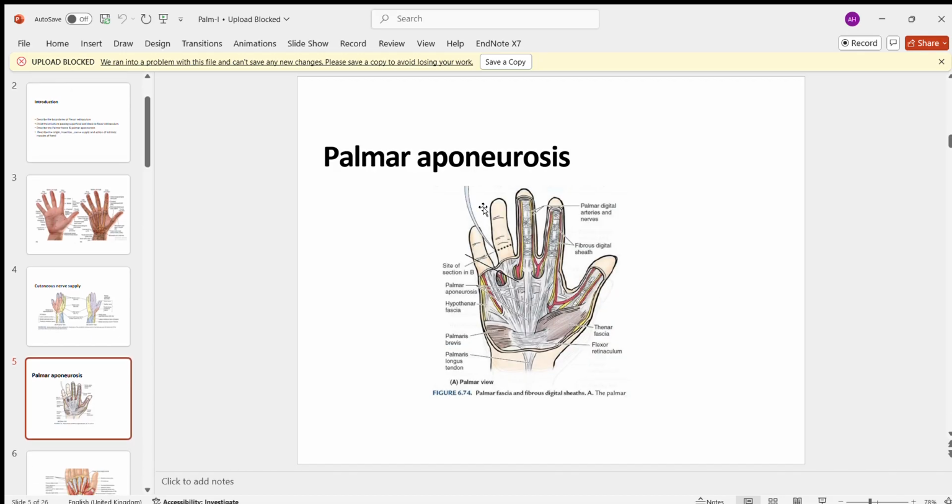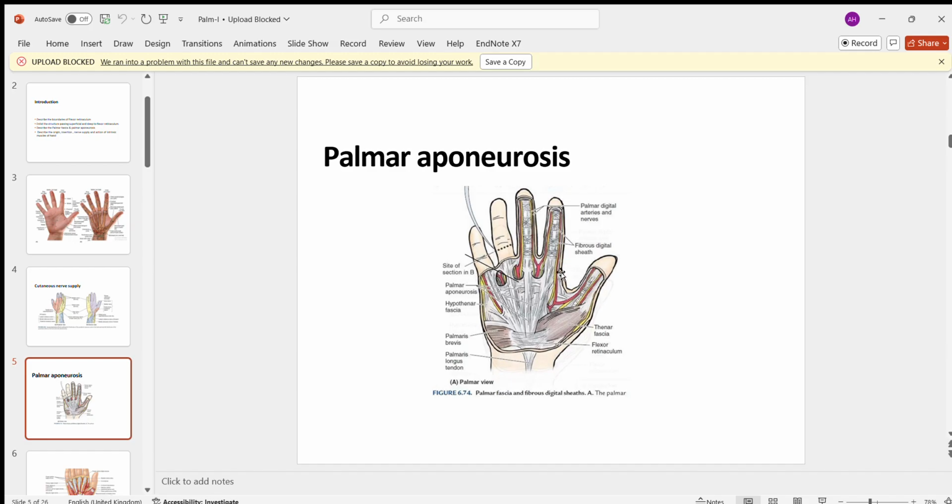Now, what is palmar aponeurosis? Palmar aponeurosis is a thick aponeurotic sheath that is lying in the palm. It is an extension of the palmaris longus muscle, which is passing above the flexor retinaculum here, and it enters the palm. It is like a triangle with apex directed proximally as a continuation of the palmaris longus muscle, and the base is present at the level of metacarpophalangeal joints.